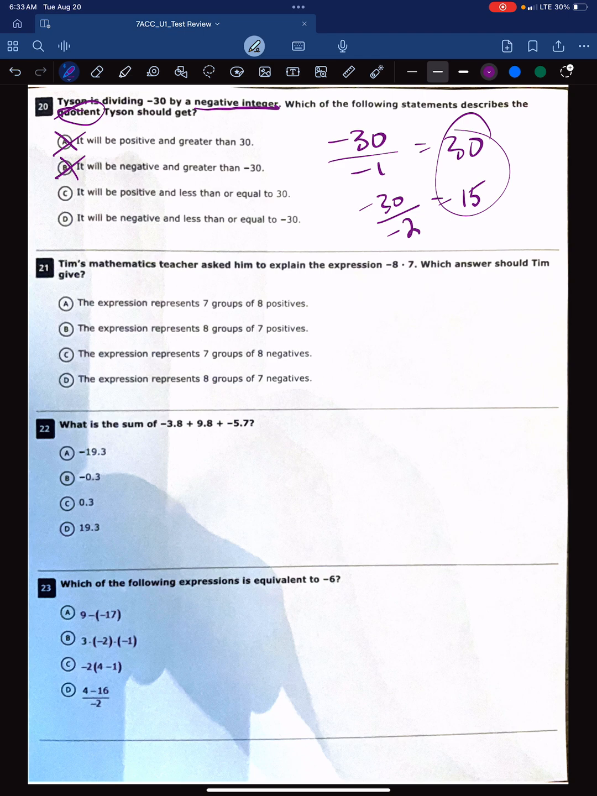C says it will be positive and less than or equal to 30. That's going to check out because clearly, look what we've done so far. We've got a 30 and a 15. If I were to continue to get negative integers, it would show that we would just be going downhill. So that's going to work. And then D says it will be negative and less than or equal to negative 30. That's not going to work, right?